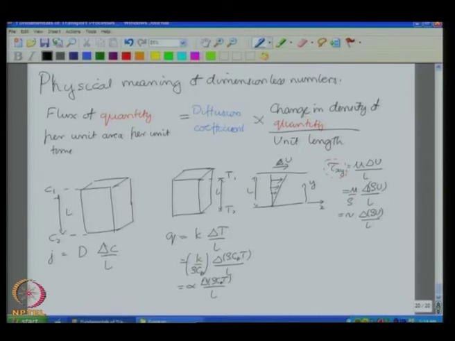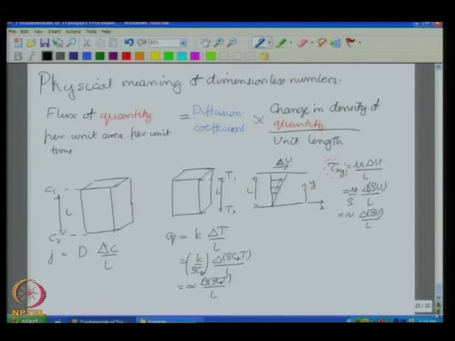So, expressed in this general form, I have a diffusion coefficient for mass, which is just the mass diffusivity itself. I have a diffusion coefficient for heat, which is the thermal diffusivity, k by rho Cp. And I have a diffusion coefficient for momentum, which is viscosity divided by rho, the kinematic viscosity.